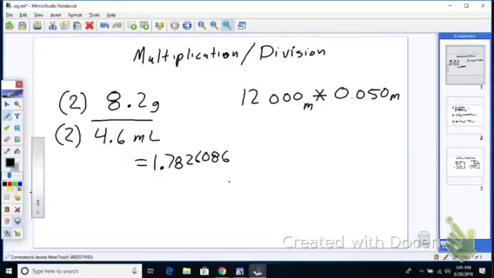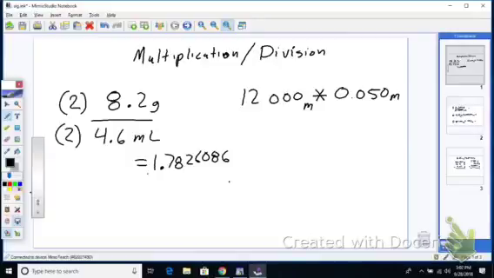Okay, and then of course we're not going to use all those digits. So the rule for multiplication and division is for you to do the calculation and then look at your measurements, and the one that has the fewest number of significant figures is going to indicate how many you're going to use in your final answer. So 8.2 has 2 and 4.6 has 2, so I can only have 2 in my answer.